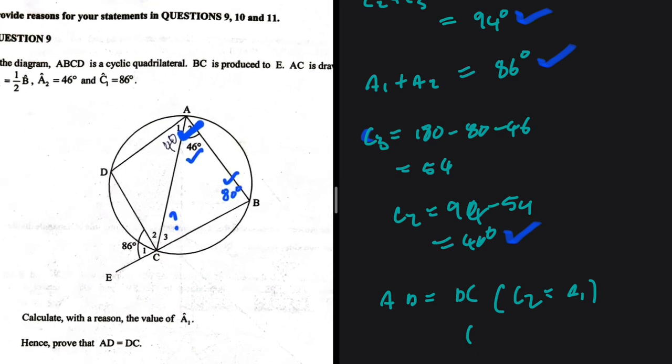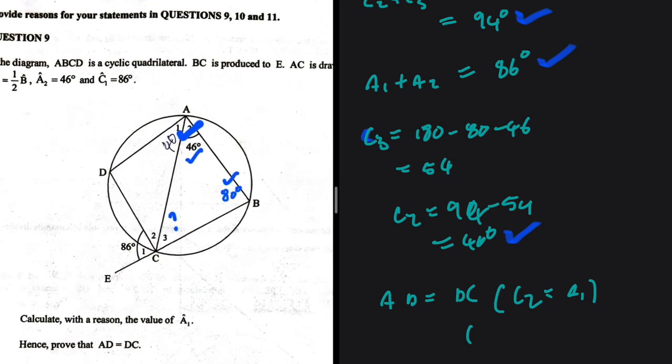So that is question 9. Quite an easy question to do, really. Shouldn't take too much time. Prove with reasons that OR is to WS is equals to 1 is to 2.